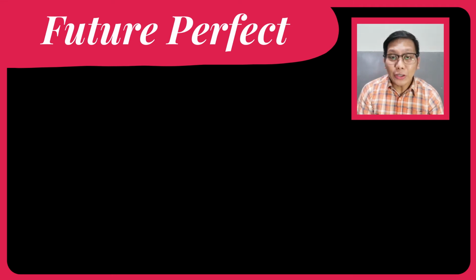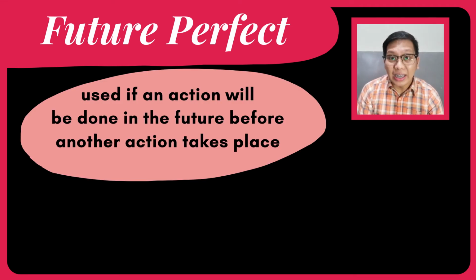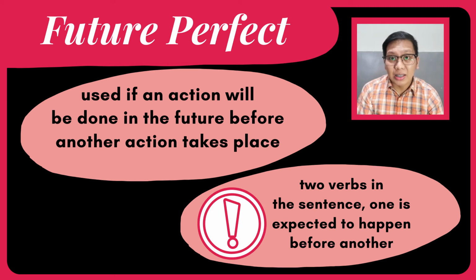Last, we have future perfect tense. It is used if we have an action that will be done in the future before another action takes place. Just like in past perfect tense, there should be at least two verbs in a sentence. One is expected to happen before another takes place.